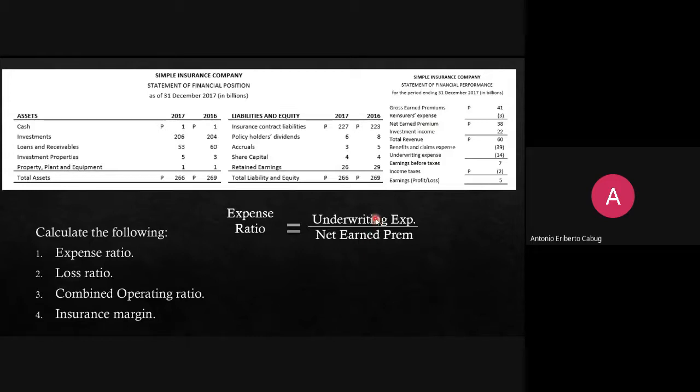Underwriting expense, this is 14. Net earned premium is 38. These are in billions. 14 billion divided by 38 billion. So very good, you are correct. That's 36.84% expense ratio. Expense ratio is simply the ratio of those underwriting expenses.